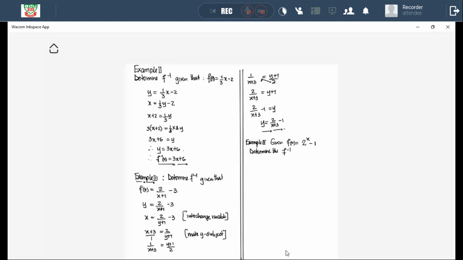Okay, the first step is to interchange variables. This is 2 to the power of x minus 1. Interchange variables. Where there's y, there's x. Where there's x, you are now replacing with y. The next step, as usual, make y subject. I'm going to take that over. It becomes x plus 1 equal to 2 to the power of y, something like that.